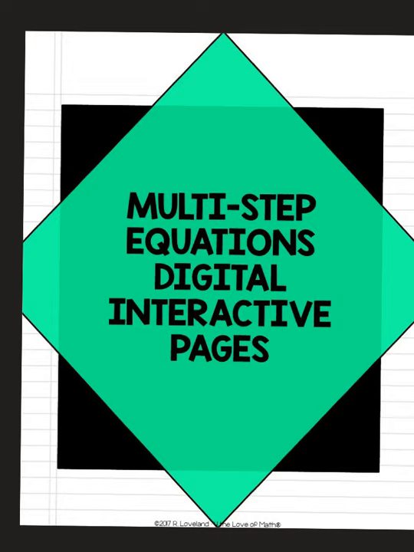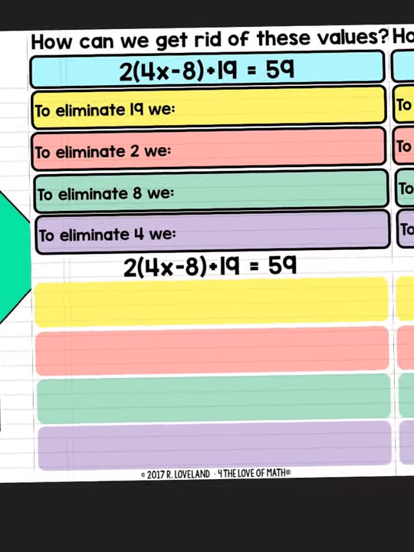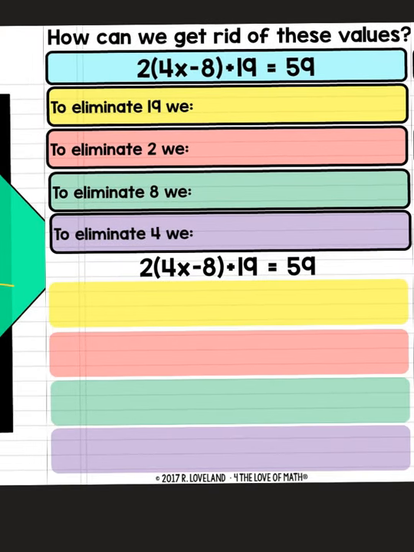So here we go, we're going to do some multi-step equations. Multi-step equations are very similar to regular equations that we did earlier this week, but we might have some extra steps in it, like the parentheses or dividing bars.